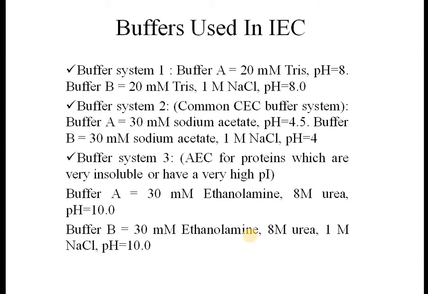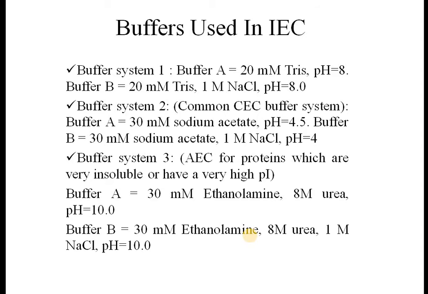Buffers used in ion exchange chromatography. A buffer is a solution whose pH is constant. Buffer system 1: buffer A is 20 millimolar Tris, pH 8; buffer B is 20 millimolar Tris with 1 M NaCl, pH 8. Buffer system 2 is the common CEC buffer system.